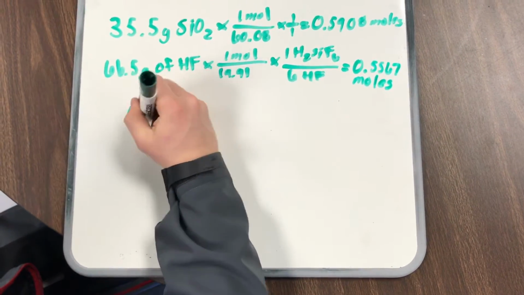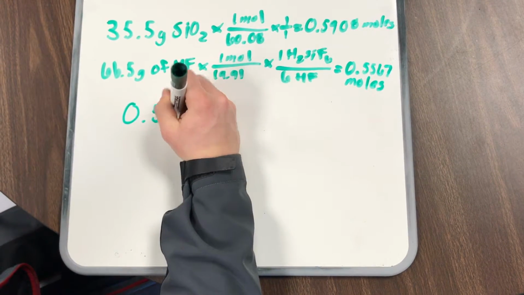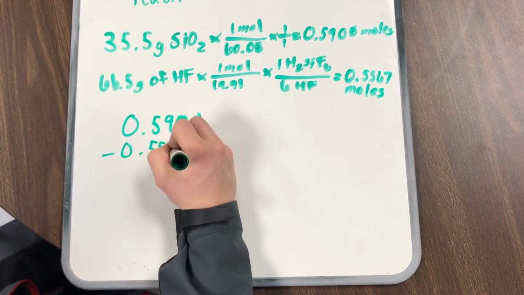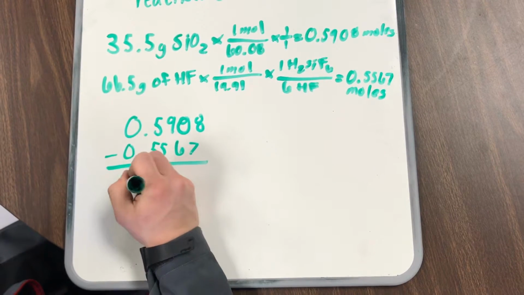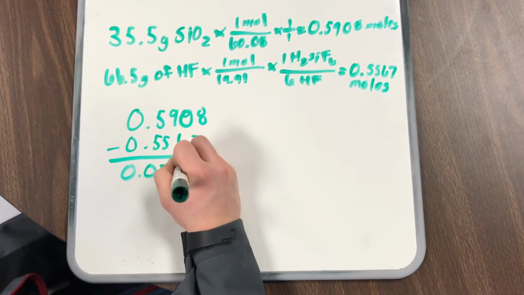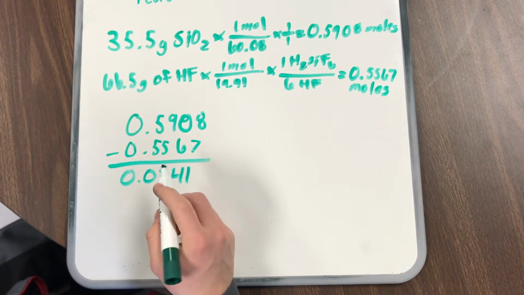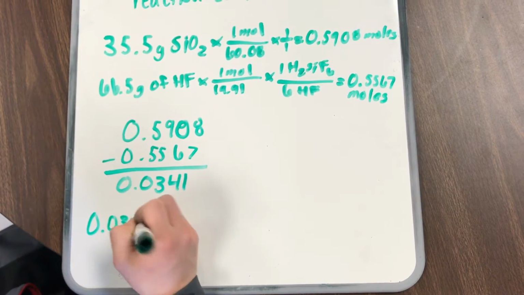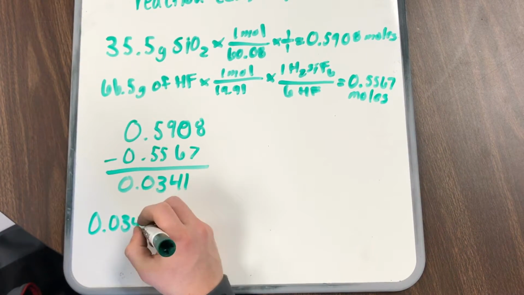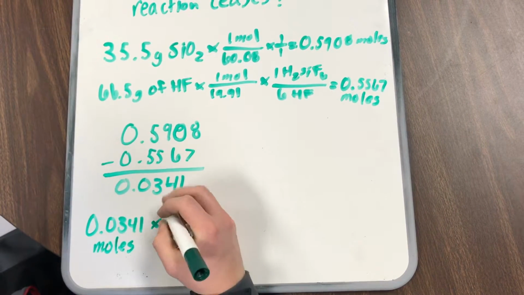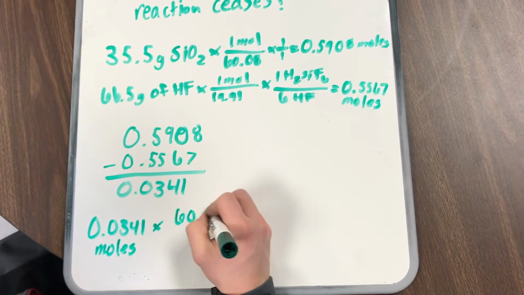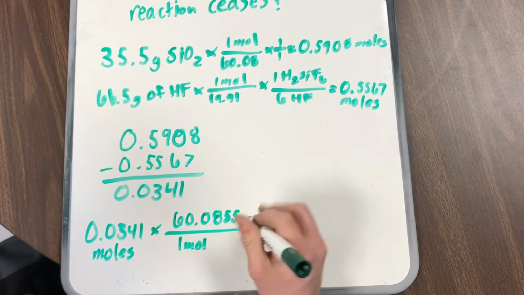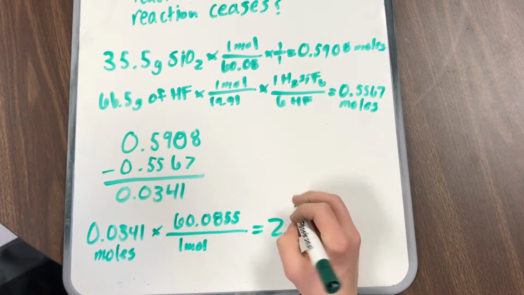So we later find out that the limiting reactant, which would be 0.5567, is HF. Next, we subtract those two numbers to find the excess of the moles, which would be 0.0341. Then we have to convert it back to grams, so we go 0.0341 moles times 60.0855 over 1. And as a product we get 2.049 grams of SiO2.